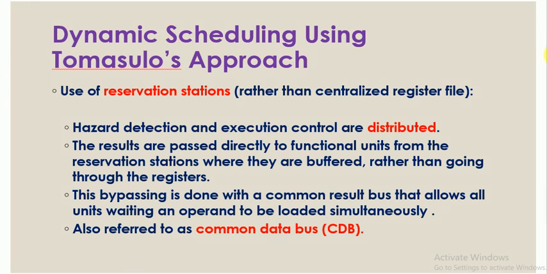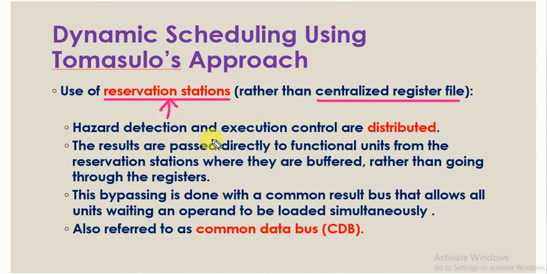Now, the use of reservation stations. I have already mentioned it is mainly used for storing the operands that are required for the different functional units available within a system. So it is actually a replacement for the centralized register file. So we don't need to always refer to the register file. Whenever we require some operand, we can directly go to the reservation station. Whichever functional unit requires some operand, it will directly look into the reservation stations.